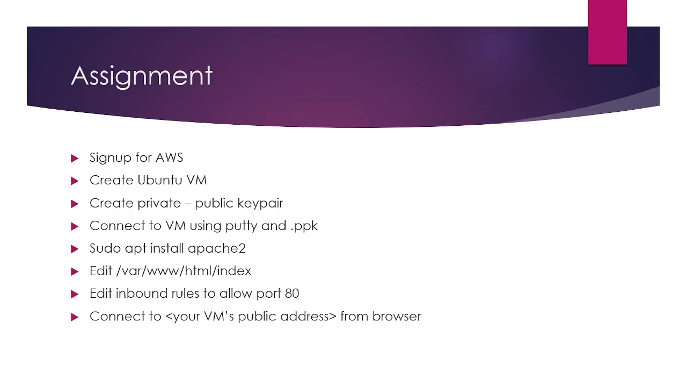There we go. So we just completed our assignment where we signed up for AWS. We signed into the AWS Management Console. We created a Ubuntu VM. We created a private public key pair. We connected to the VM using PuTTY and the .ppk. We installed the Apache web server on it. We edited the default index.html file. We edited the inbound rules to allow port 80, and we connected to it from outside of AWS, from our Windows laptop. Okay, and that's it. We completed the assignment successfully.